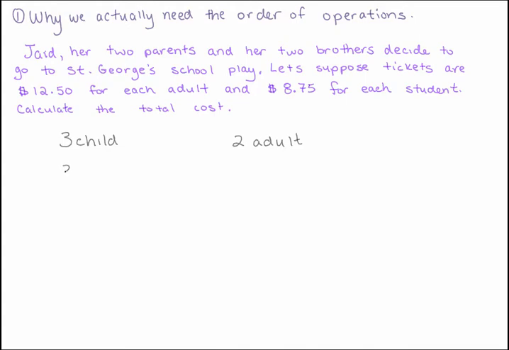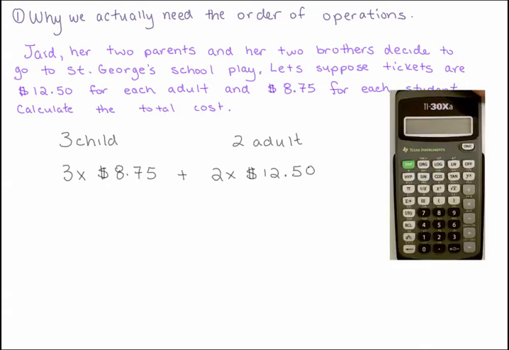So that would set up like this: 3 times $8.75 plus 2 times $12.50. Now, if you were to look at this equation and just go from left to right and multiply from left to right, you're going to get a number that really doesn't make very much sense. So I'm going to do this on the calculator on the side, but 3 times $8.75 turns out to be $26.25.